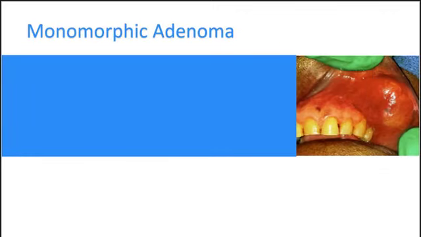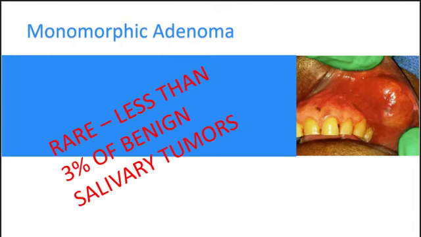We're not going to spend a whole lot of time on monomorphic adenoma. These are very rare. They occur in less than 3% of benign salivary tumors. Most of the time, a benign salivary tumor will be pleomorphic, not monomorphic.